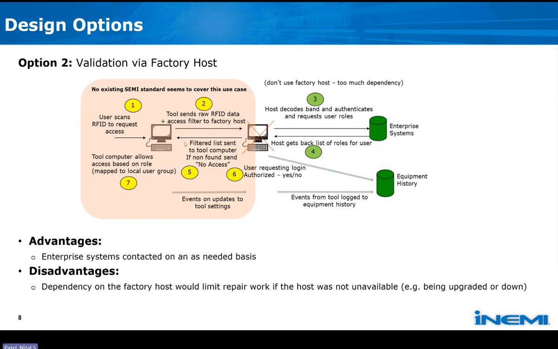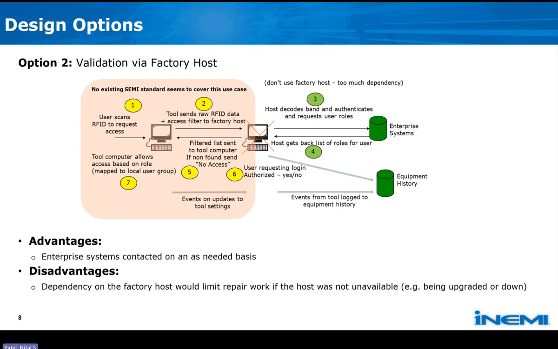But if you look at this flow, if I'm using, for example, an RFID scan to log in, I send this data over to the factory host. It checks with the enterprise system, gets back the roles, and it sends the filtered list to the tool, right? So this concept of filtering came about when we were looking at this use case. We didn't really want the equipment to know all the roles a user had, because there could be other roles tied to non-production access, and some of the roles contain IP information as well.